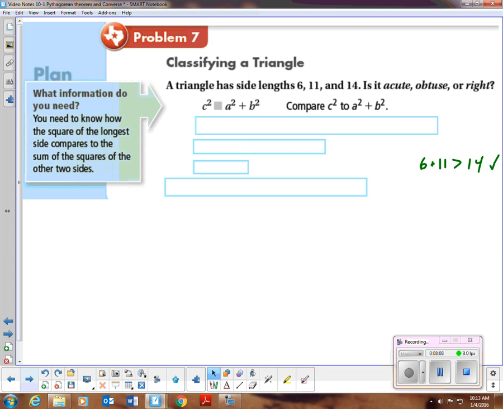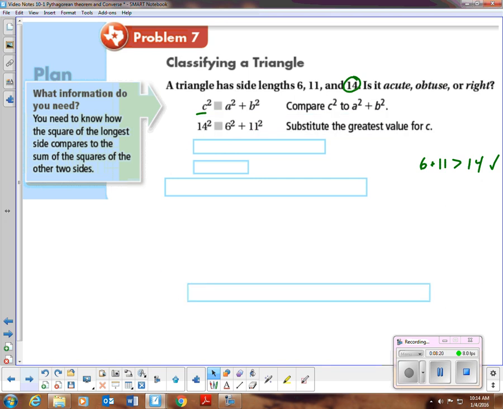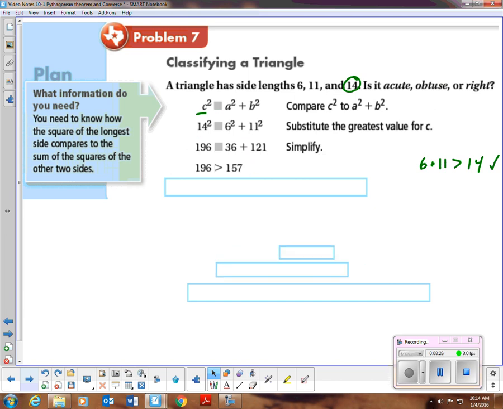If you don't check to see if it's a triangle, you're going to call something acute or obtuse or right, and it doesn't even make a triangle. So how do we know which side we're looking at? This is the biggest side, so it needs to go in for C. So when I plug this information in, I get 14 squared, 6 squared, and 11 squared. I simplify those, and I simplify again, and I get 196 is bigger than 157.